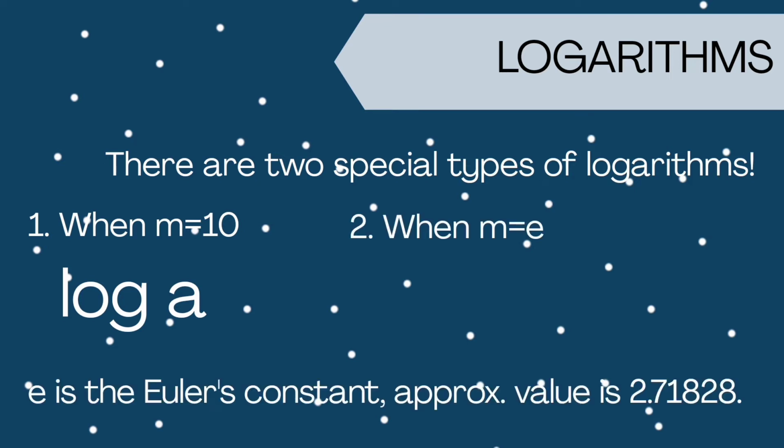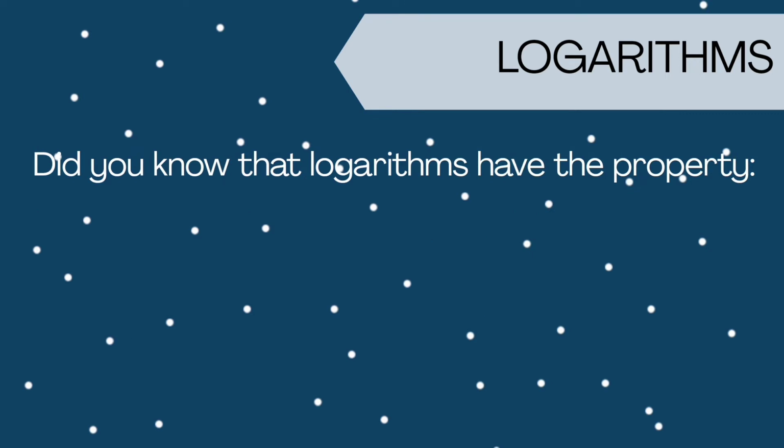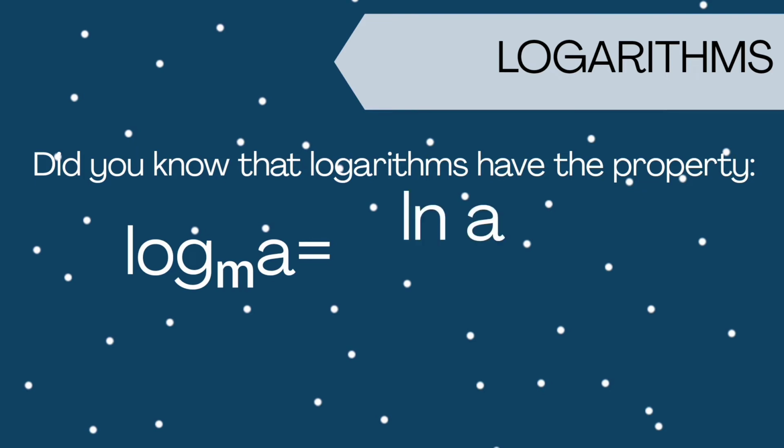The second special form of logarithm occurs when the base m is equivalent to e, which stands for Euler's constant. It's pronounced as Euler. This is known as the natural logarithm and has symbol ln. Did you know that the logarithms have a property? The logarithm of a base m is equivalent to the natural logarithm of a over the natural logarithm of m.